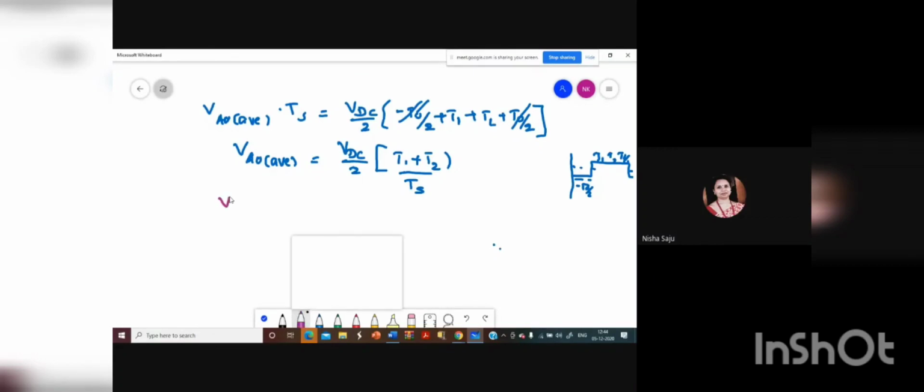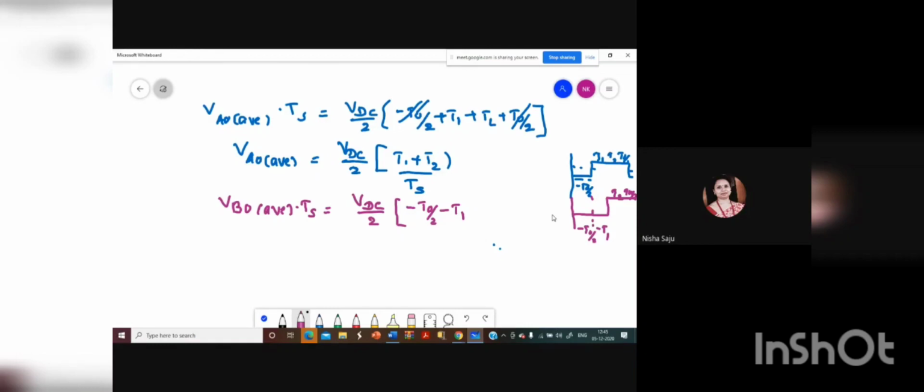So what is VB0 average? VB0 average into TS is equal to VDC by 2. In that figure, you can just look at the figure, then you can write it. So here you will be having minus T0 by 2, then minus T1. As you can see here, the waveform will be up to this level and then it will start. So you will be having two levels: this is minus T0 by 2 and this is minus T1. And then you will be having T2 and T0 by 2. Okay.